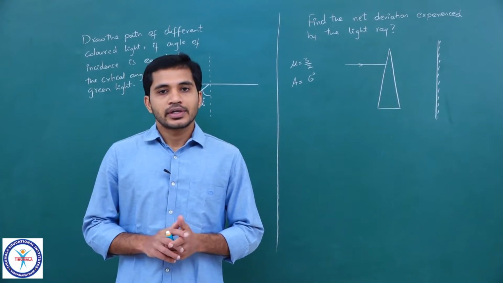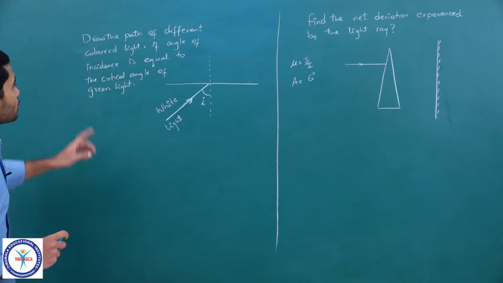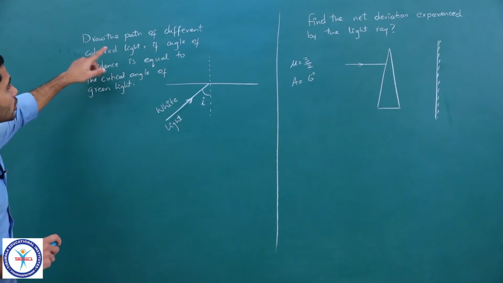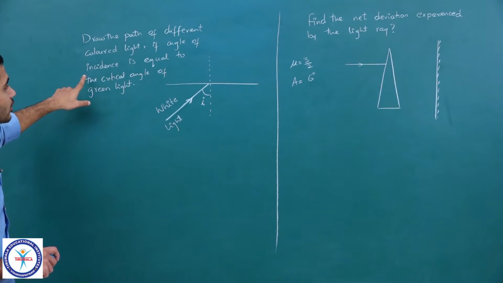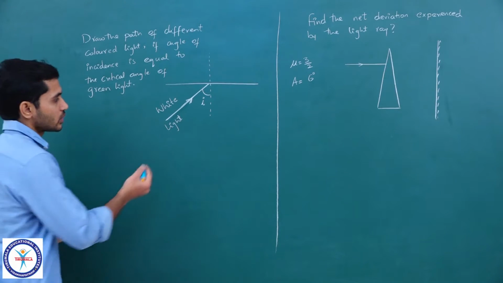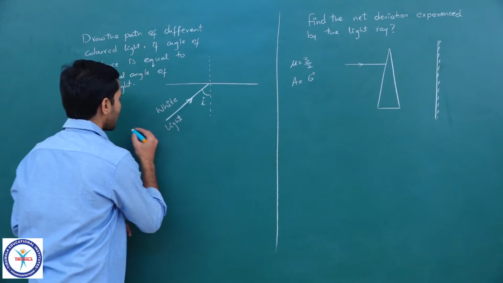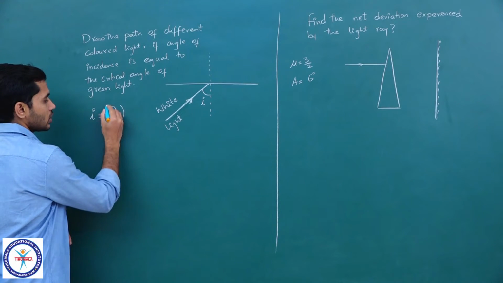So, students, now let us solve some examples. Here they are asking, draw the path of the different colored light if the angle of incidence is equal to the critical angle of green light. So the angle of incidence that they have given here, I, they are saying that that is equal to the critical angle for green.